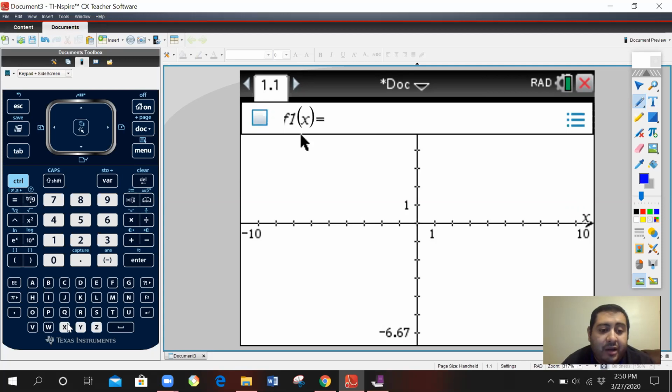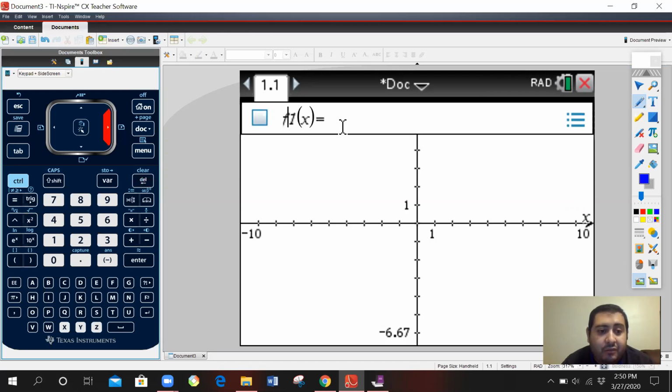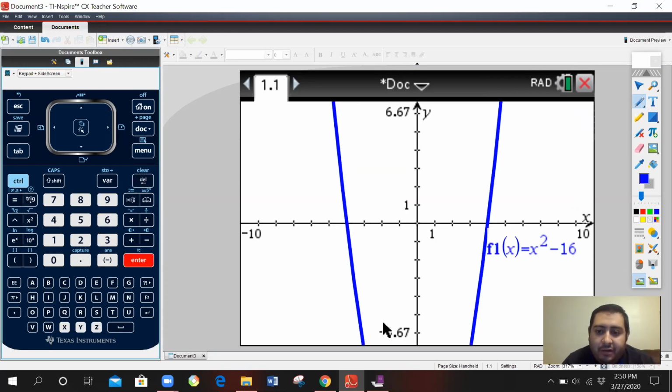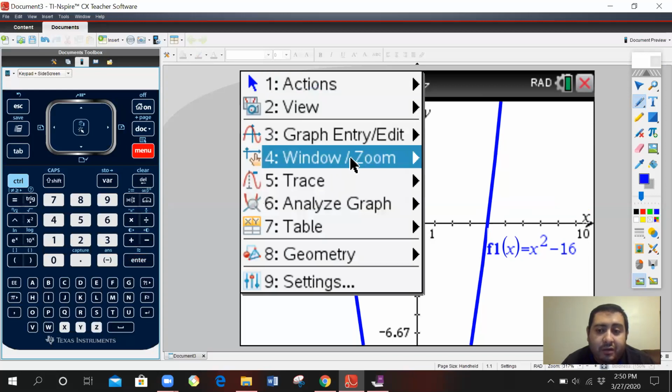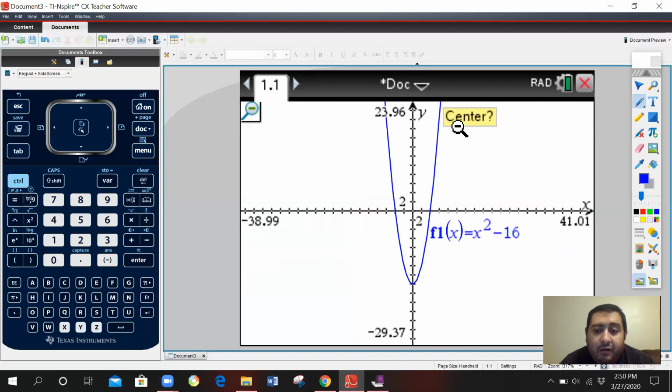So here we're just going to put x squared. Oh, sorry. Let me correct that. Let me move the cursor this way. x squared minus 16, okay? Press enter, and we notice that the parabola is crossing the x-axis at two places. Let's zoom out a little so we can see the parabola more clearly. All right, so we have the entire parabola here.